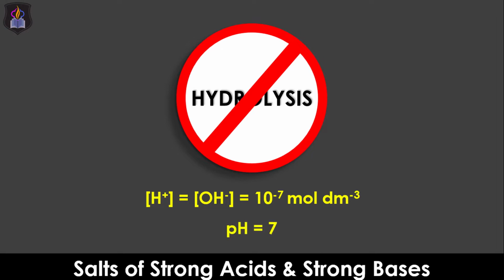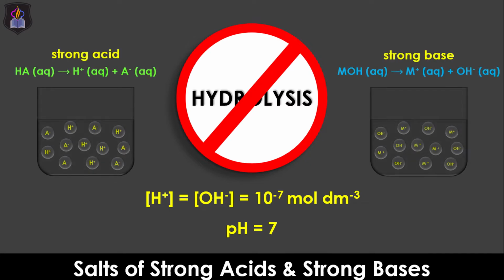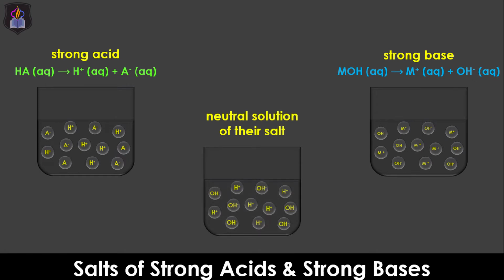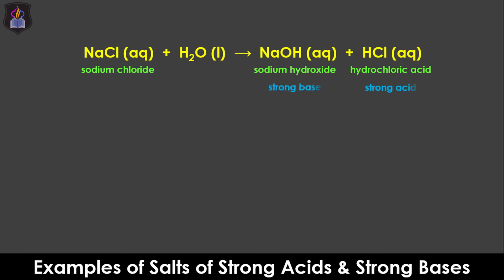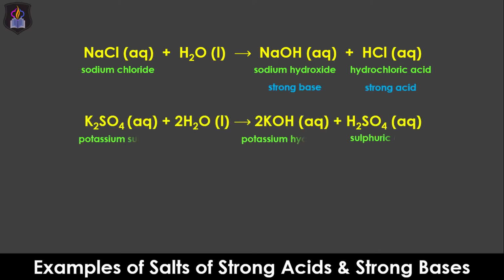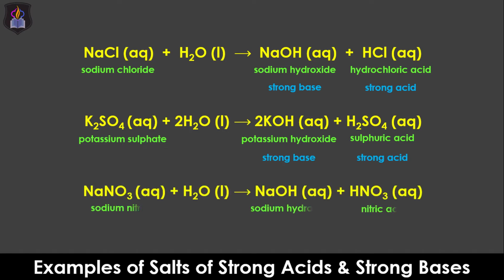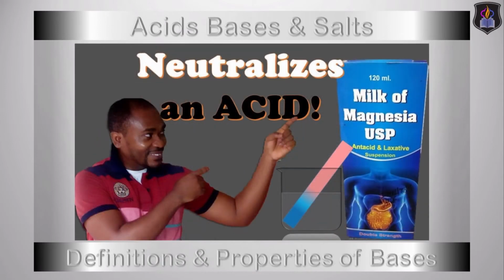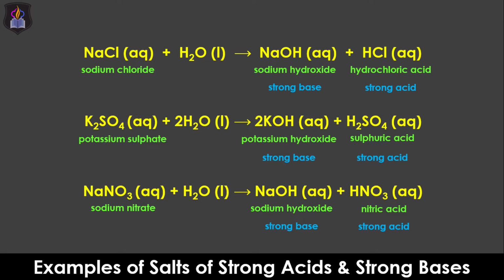This is because, being strong acids and bases, they will ionize completely in solution and none of the hydrogen or hydroxide ions will be in excess concentration in the solution. Examples of salts of strong acids and strong bases are sodium chloride formed from sodium hydroxide and hydrochloric acid, potassium sulfate formed from the reaction between potassium hydroxide and sulfuric acid, sodium nitrate, etc., formed from sodium hydroxide and nitric acid. You may need to watch our tutorials on definitions and properties of acids and definitions and properties of bases to see examples of strong and weak acids and strong and weak bases.